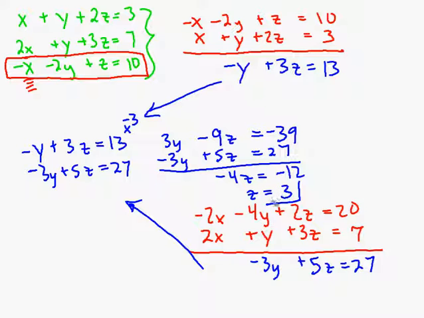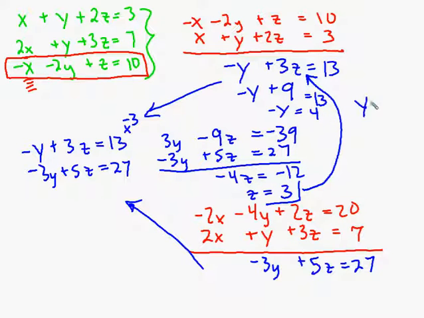Now what am I going to do? Well, I have either one of these two. I can put that 3 in order to get my y. So I'm going to take that 3 and put it into this one right here. So I get negative y plus, now 3 times 3 is 9, and I'll subtract my 9. Negative y equals 4, which means y equals negative 4. So I'll half box that.